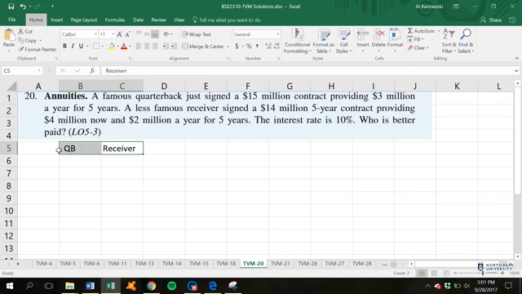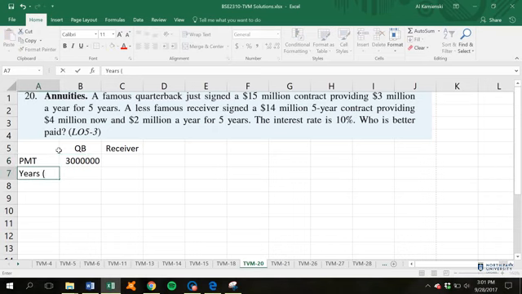And these are going to be our two folks that we're analyzing. Now, the quarterback just signed a $15 million contract providing $3 million a year for 5 years. That to me sounds like a payment all day long. So that's $3 million for a number of years. Oops, N per, I meant. And then we'll make that in years. And we can make this payment, although it's ludicrous to think of this in the real world, we'll think of that as an annual payment.